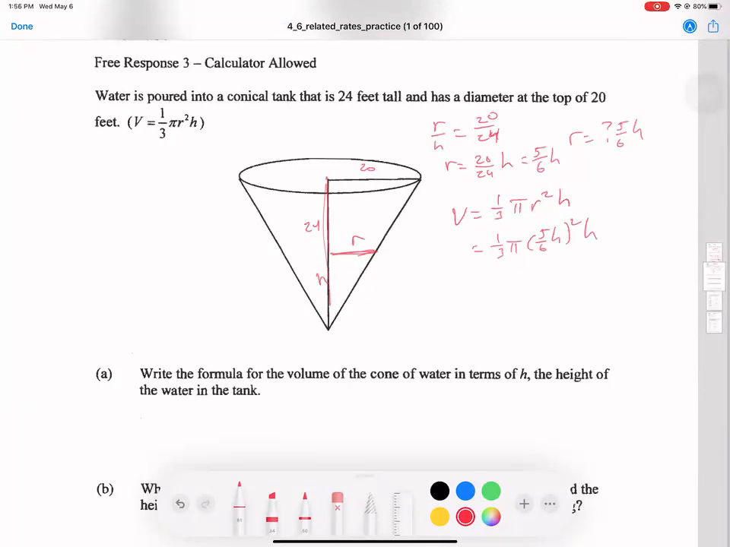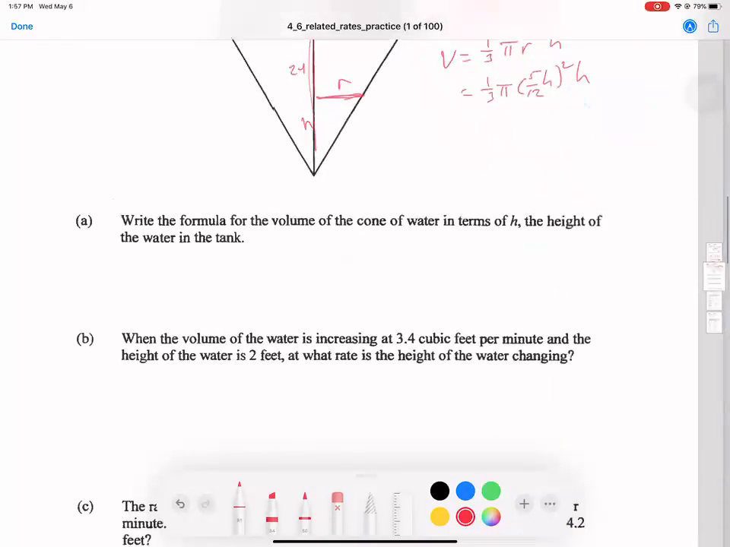Oh, sorry, thank you, you're right. The top diameter was 20, I misread it. Thank you for catching that. If the radius is 10, we can only divide by 2. The number changes. 10 over 24, so r is 5 over 12 h. Okay, thank you for catching that.